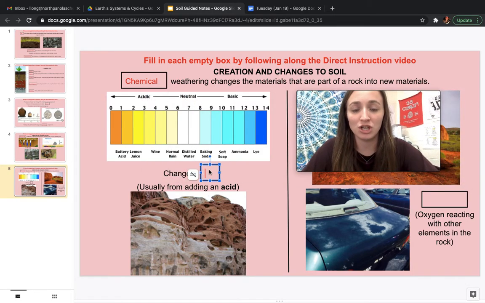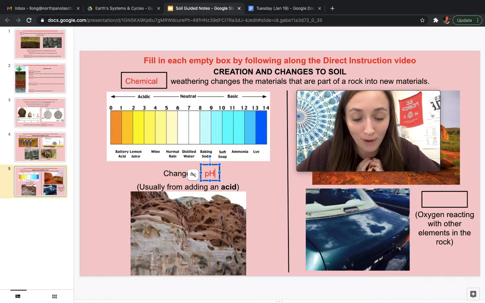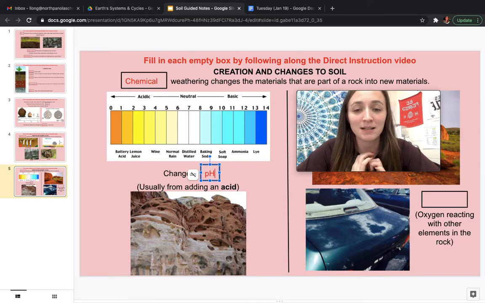So how this is going to happen is we've got one of two examples here. First, a change in pH. Now you may have heard of pH before, you may not have. Basically this is just a fancy way of saying that an acid has been added to the rock and it changes the pH. The pH is just a number, 0 through 14, that measures how acidic something is, or how much acid is in something. So if it has a low number, it's super acidic, it has a lot of acid. If it's a high number, it's basic and it doesn't have much acid at all.